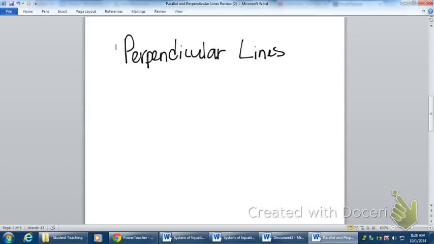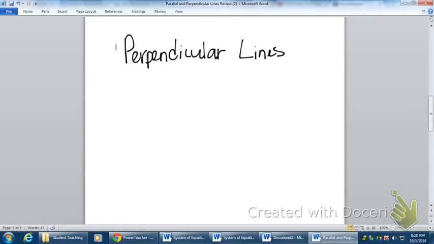Instead of parallel lines, where the slopes are the same, with perpendicular lines, their slopes are the reciprocal. Wait till I get through with this. Their slopes are the reciprocal.